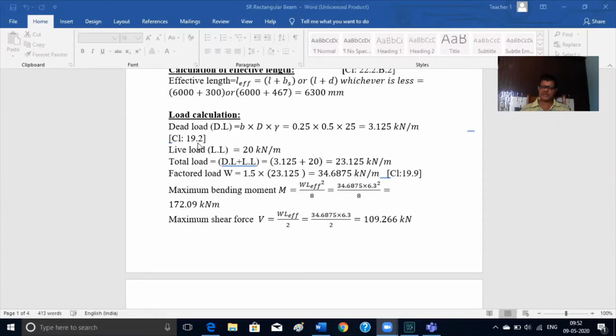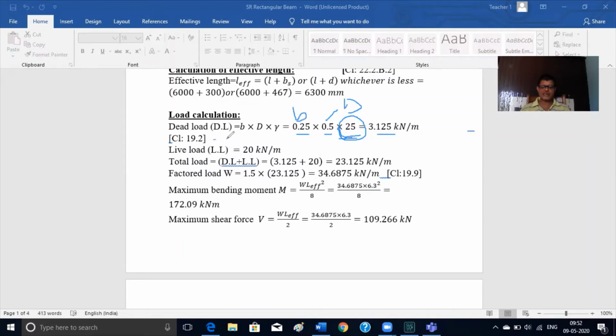You can go to clause 19.2, where it is given that the unit weight of concrete is 25 kilonewton per meter cube, multiplied by its width and the depth. This is the overall depth, a capital D, not small d. This is the gross cross-sectional area. Gross area multiplied by the unit weight will give you the dead load.